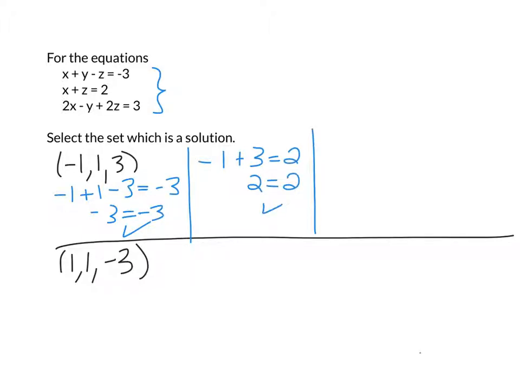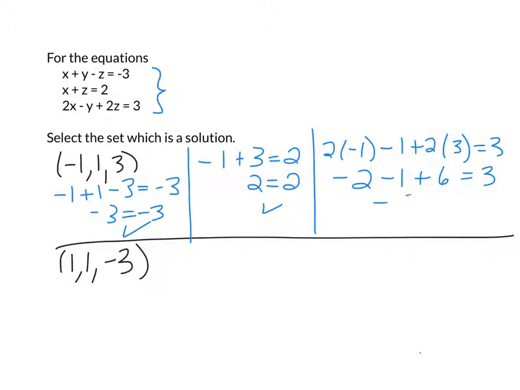Then we go into the third equation, substitute for our x value, negative 1, substitute for our y value, 1, plus 2 times our z value, 3, equal to 3. So we have negative 1 plus 6 is equal to 3, so we have negative 3 plus 6 equal to 3. 3 is equal to 3, so it satisfies the third equation. So it satisfies all three equations. So negative 1, 1, and 3 is a solution to our three equations.